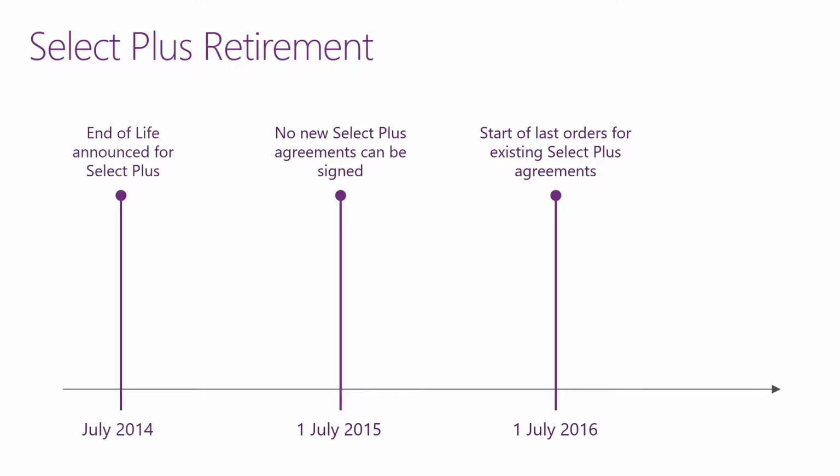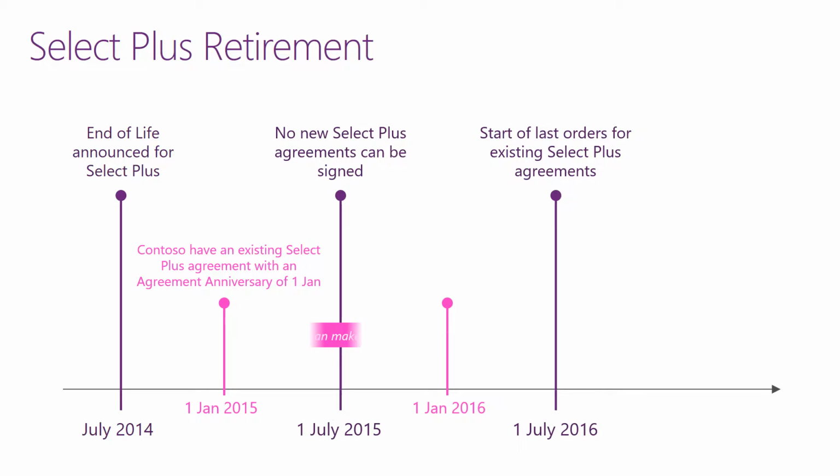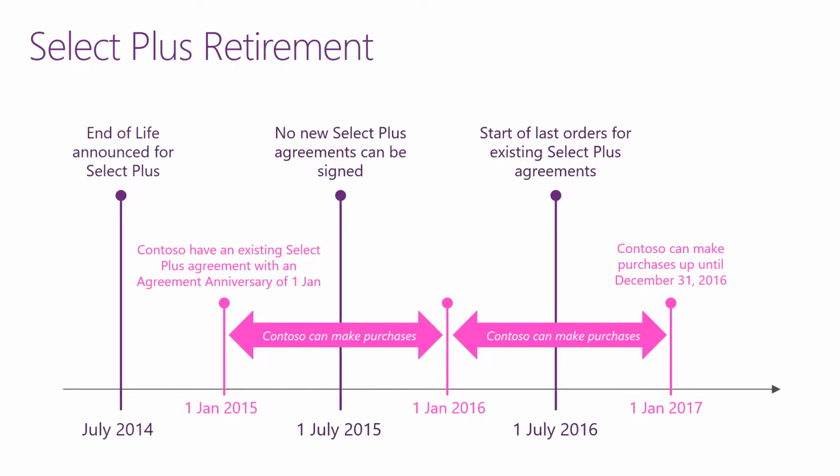Let's take an example to see how this would affect an existing customer. Let's say that Contoso have an existing Select Plus agreement with an agreement anniversary of the 1st of January. They can continue to make purchases on this agreement after the 1st of July 2015, when no new agreements can be signed, up until their next agreement anniversary on the 1st of January. And in fact, they can make purchases after the 1st of July 2016 too, up until their next agreement anniversary on the 1st of January 2017. But that's the last point at which they can place orders.